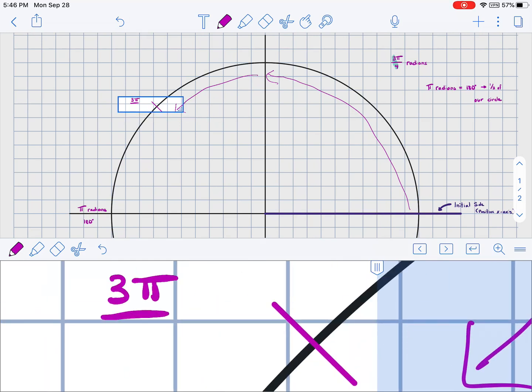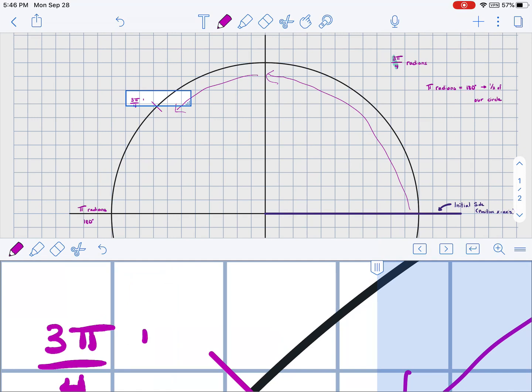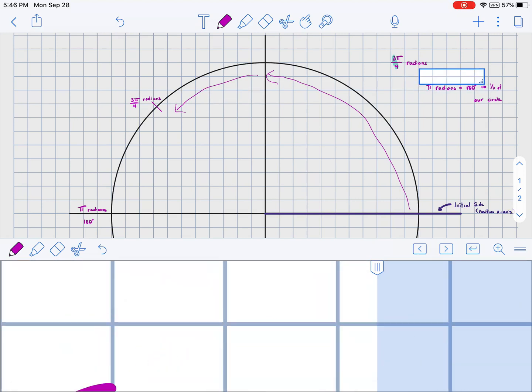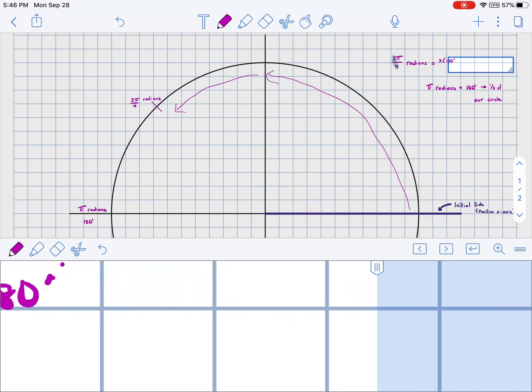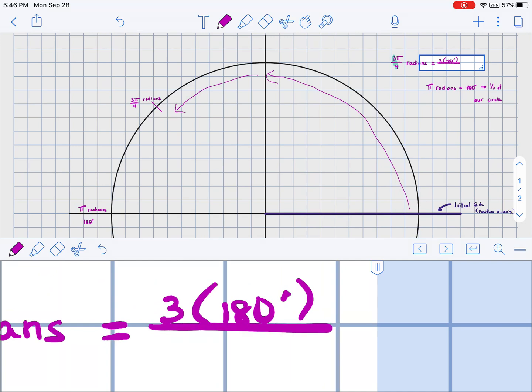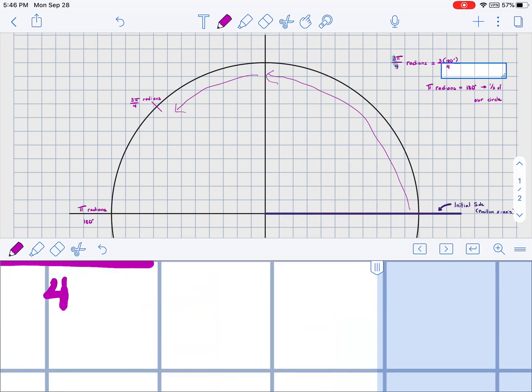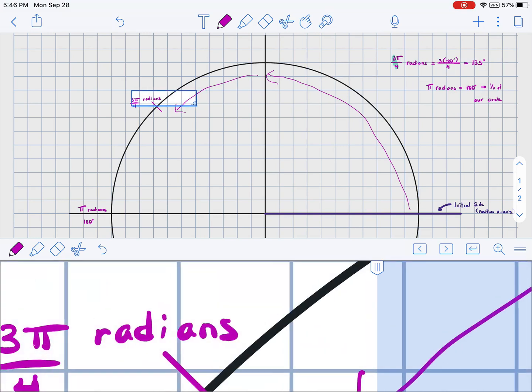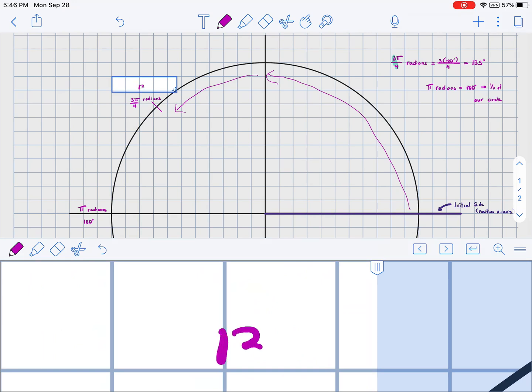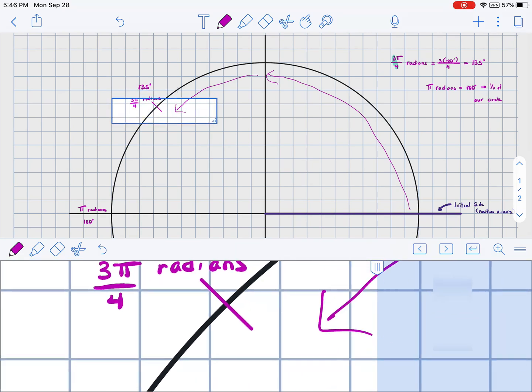So I could locate this as 3 pi over 4 radians. I could also consider, I know that 180 is pi, so if I wanted to think about this in a different unit of measure, I could just call pi 180 degrees. And then that would tell me that this would be 135 degrees. A little quick math there. So I could also refer to this spot as 135 degrees.